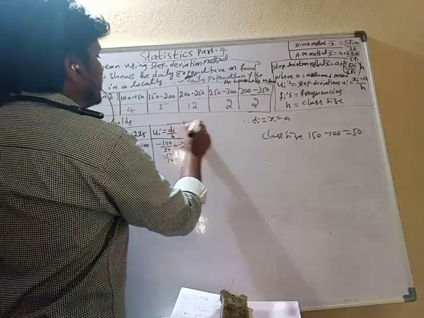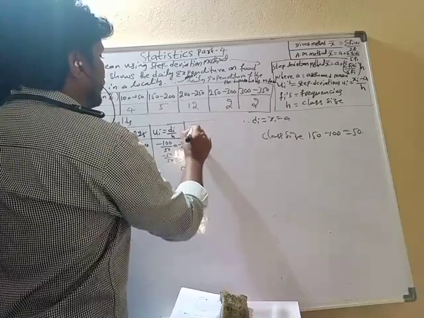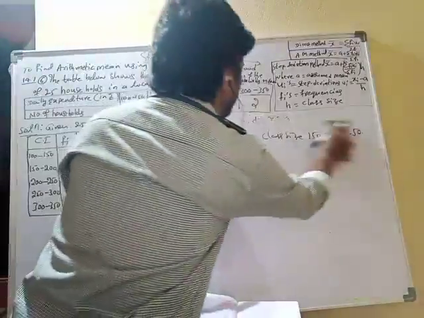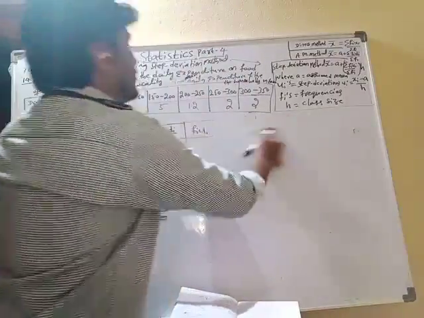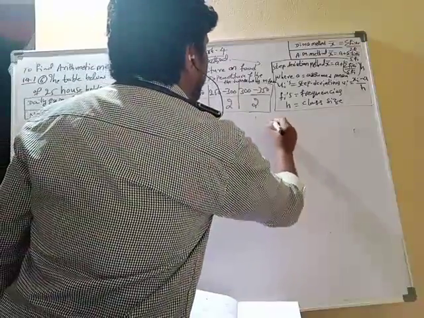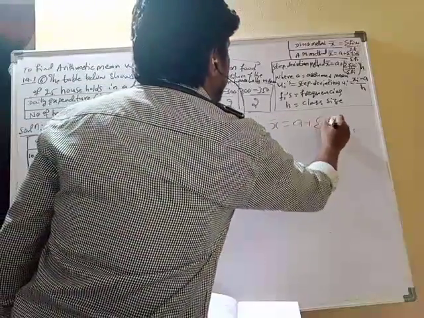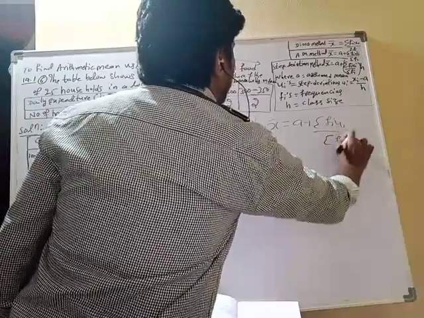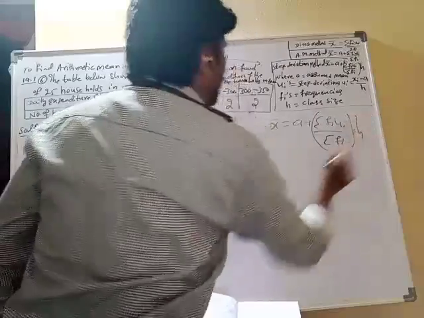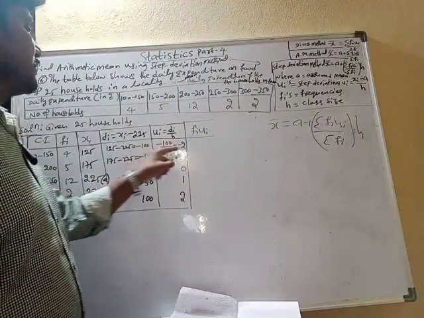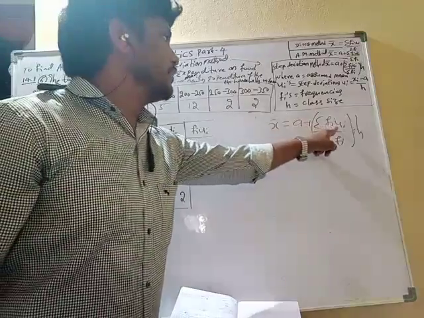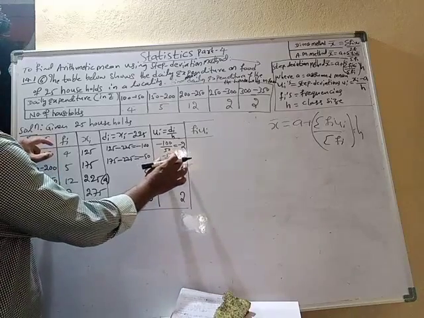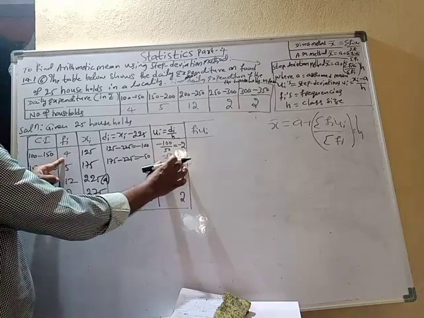Then calculate fi into ui. Why are we calculating fi into ui? Our formula is the arithmetic mean x bar is equal to a plus summation fi into ui by summation fi, into h. Therefore, according to the formula, you fill the table by calculating fi into ui. Here the last column is ui and the second column is fi.